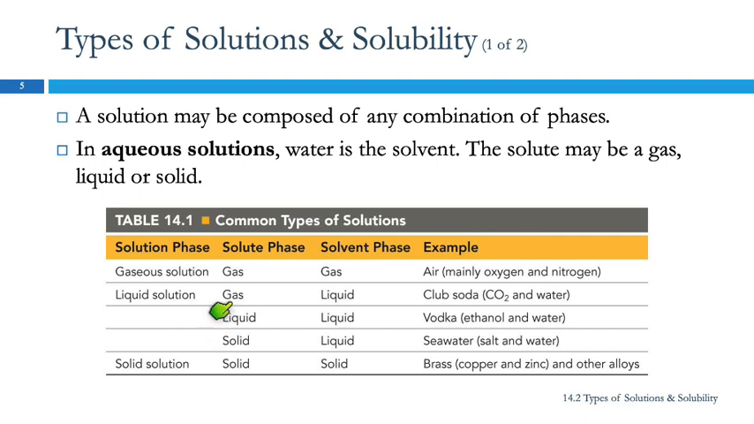You can have a gas dissolved in a liquid, club soda. You can have a liquid dissolved in a liquid, something like vodka, which is a solution of ethanol, a liquid, and water. You can have a solid dissolved in a liquid. That's what we're most familiar with. You can also have a solid solution where you have two solids that are dissolved in each other. This is called an alloy, a metal alloy. So brass or pewter. These are solid solutions.